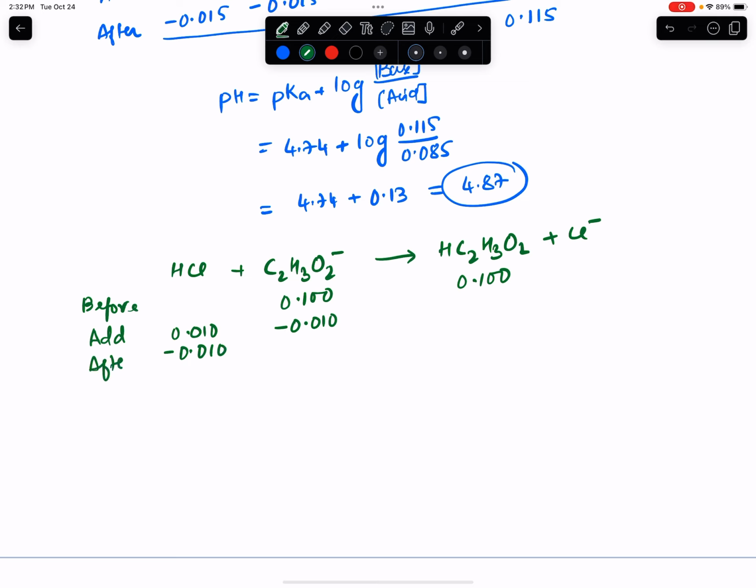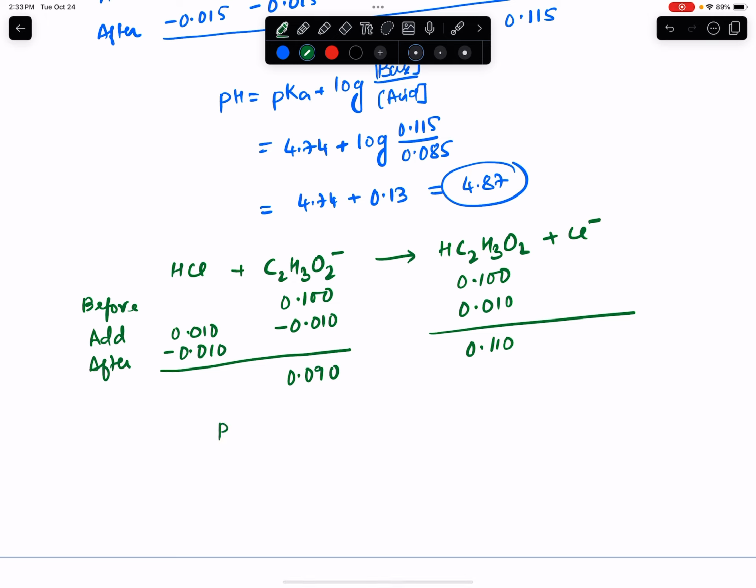After we get that, you can add that up. And because this amount reacted, it is the same amount that is produced here, so we get 0.010. That gives us 0.090 and 0.110. At this point, let's plug this into the Henderson-Hasselbalch equation, just like before.